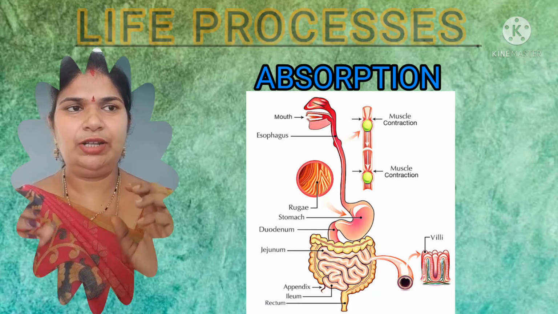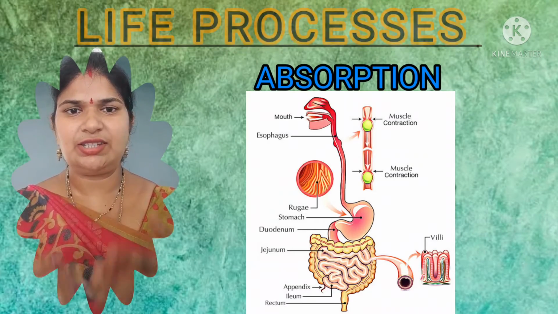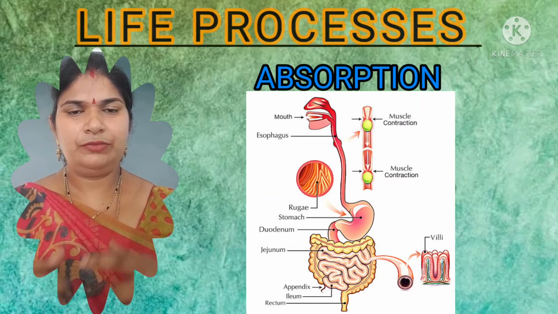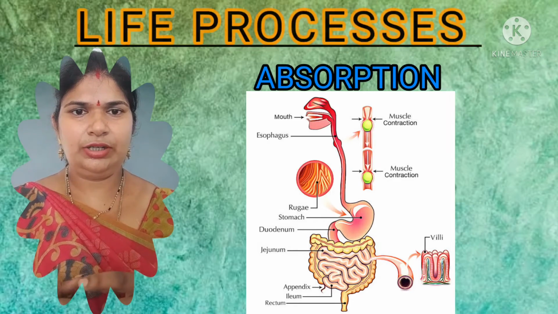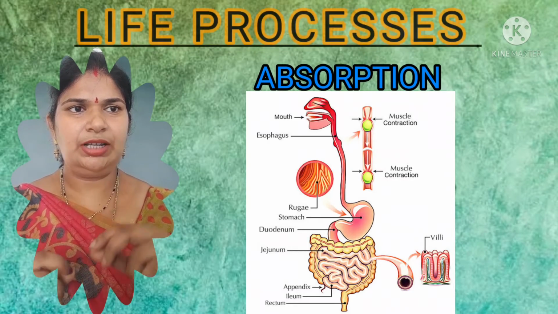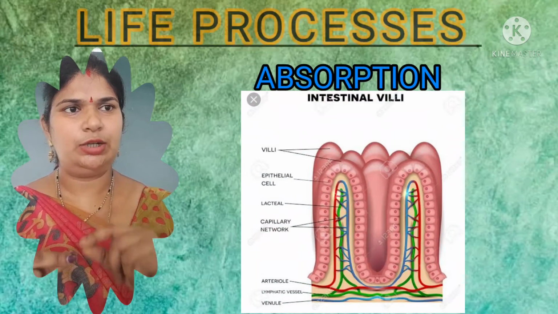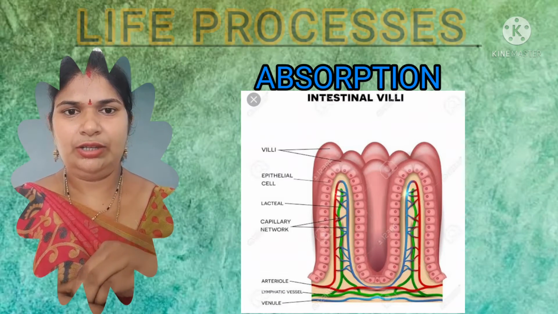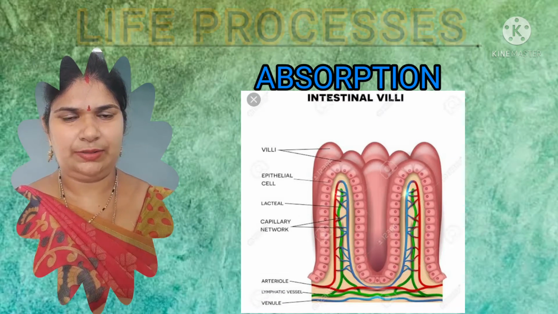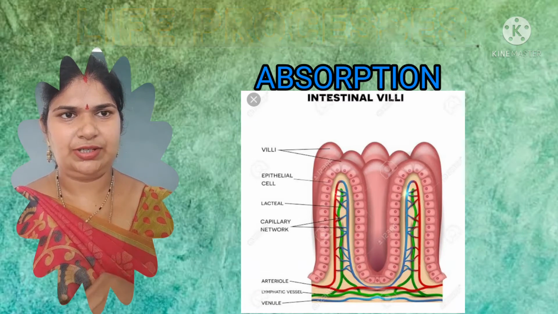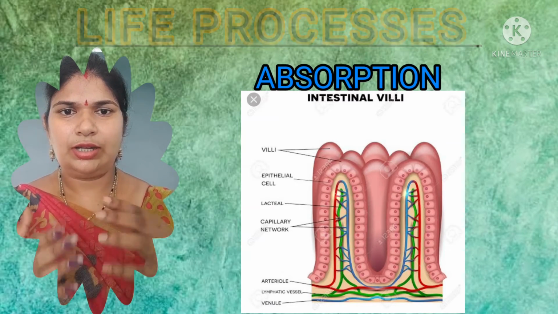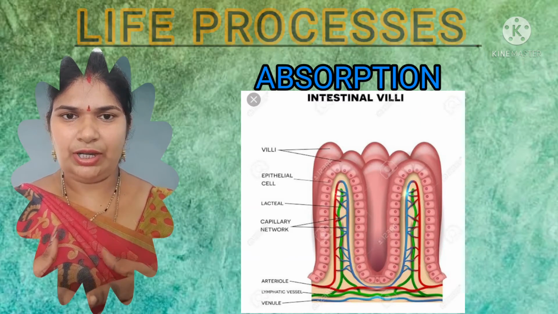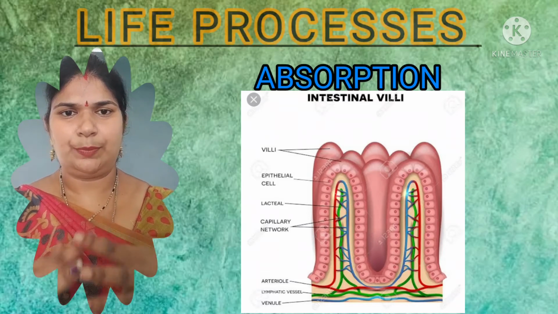These villi increase the surface area of the inner wall of the small intestine for effective absorption. Each villus is connected with blood vessels, where the nutrients will be absorbed into the blood via blood vessels, children. Did you understand? Now the chyme passes from the small intestine to the large intestine for water and mineral absorption.